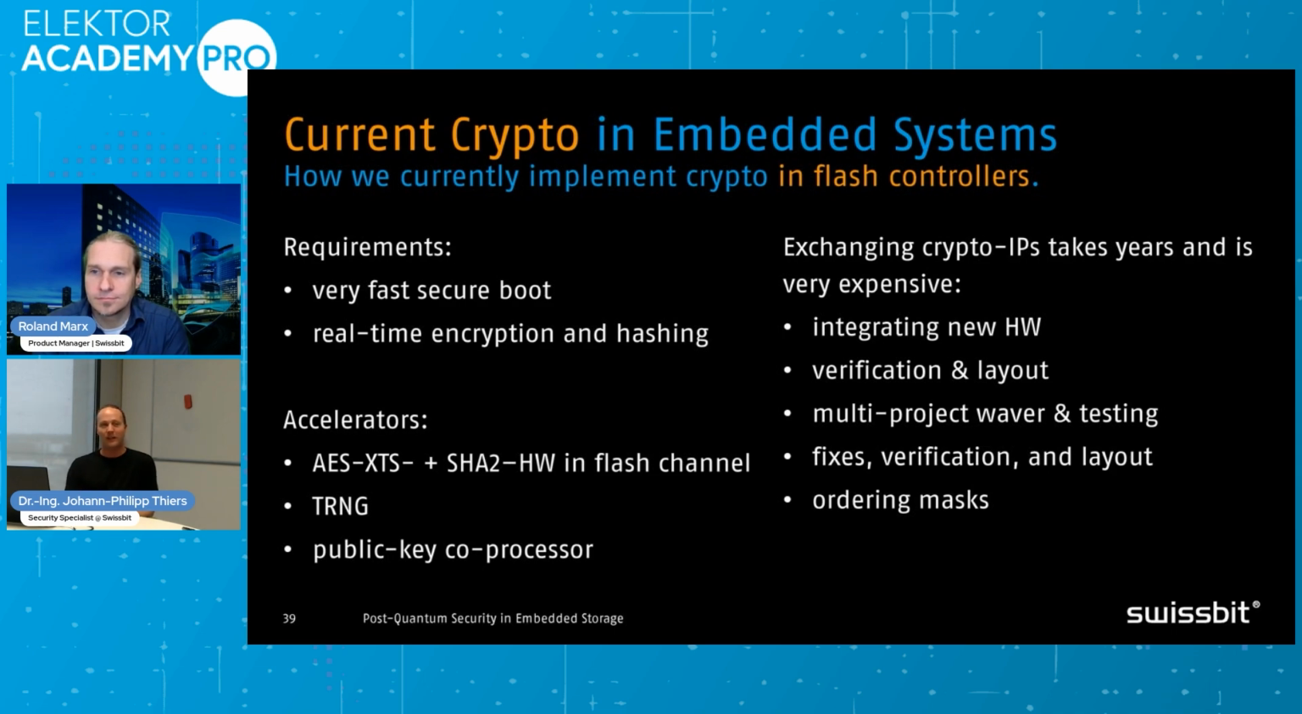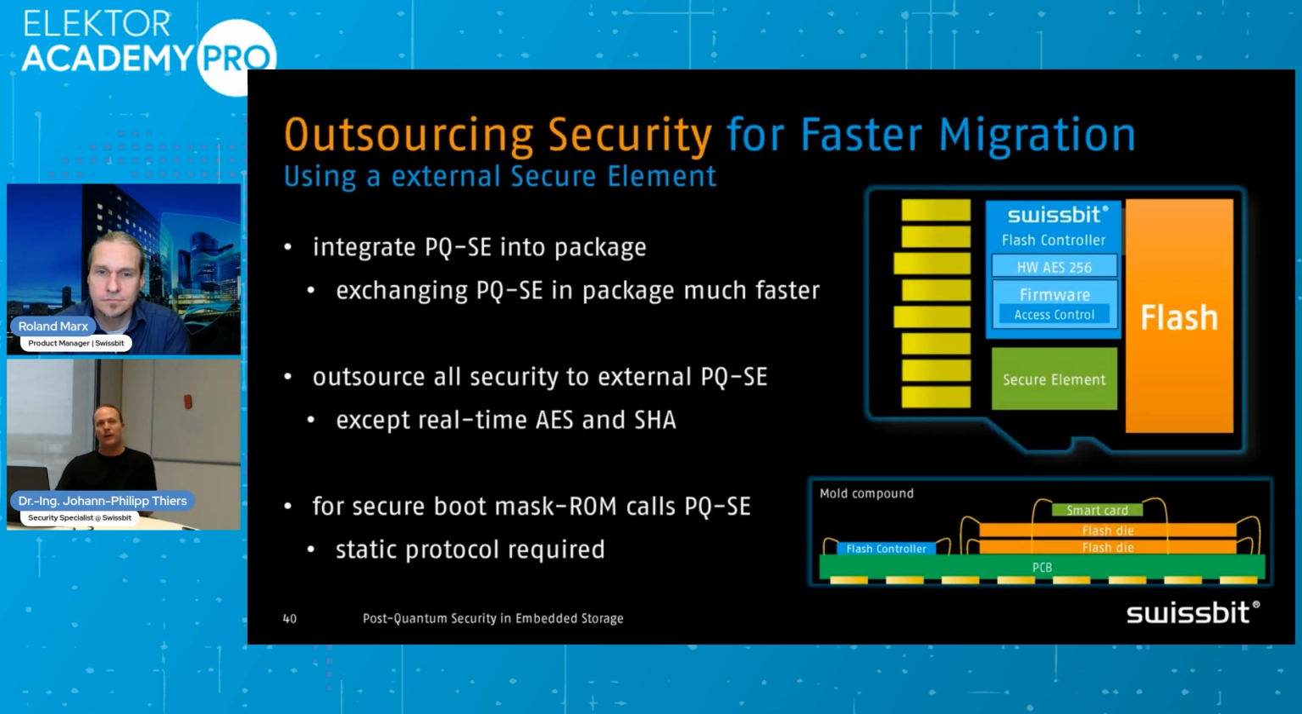And then we probably need to do some fixes, again verify and do a layout, and then we can order masks. These masks are extremely expensive, so we don't want to do a complete redesign, a complete new chip design just to change the public key coprocessor. So the question is how can we do this more efficiently? How can we faster and cheaper transition to new post-quantum algorithms in this case, but new crypto algorithms in the general case? And the answer is by outsourcing this to a secure element.